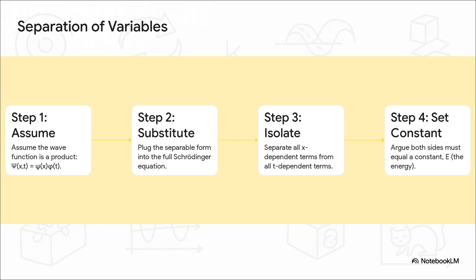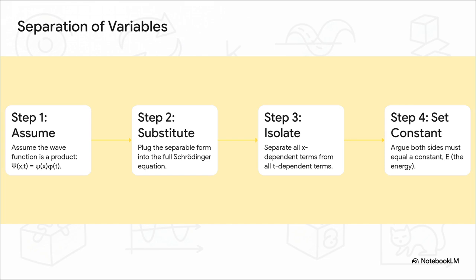Okay, so we take this guess and we plug it back into the big, messy Schrödinger equation. Then we do a little bit of algebra. Basically just divide by psi itself and we rearrange things. And what we can do is get every single term that has a t in it onto the left side and every single term that has an x in it onto the right side.